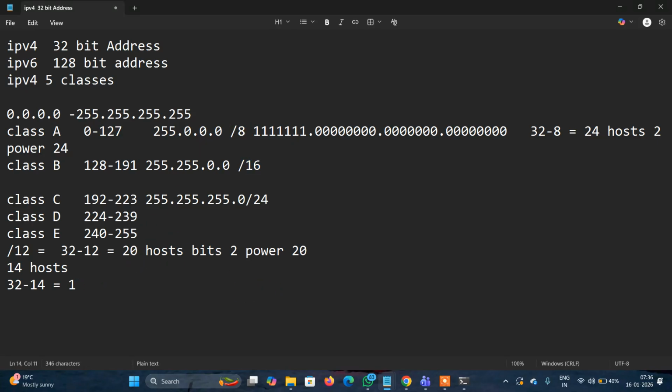Now, if you take class C, how many network bits and host bits are there? 24 network bits, and 8 host bits. So 2 to the power 8 is the number of addresses.